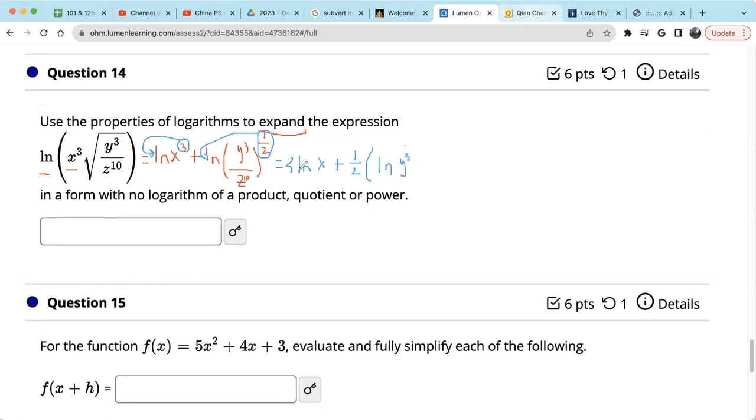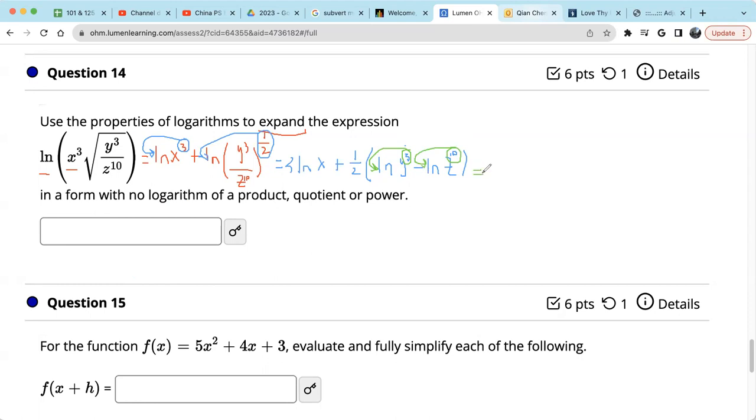Y cubed. You see I have division, y cubed divided by z to the 10th power. So that can be split into ln y cubed minus, the denominator is negative, z to the 10th power. Right? So one more step. One more step is, let me change my color to be green. I see y raised by 3. So this 3 comes in front of this. And this 10 comes in front of this.